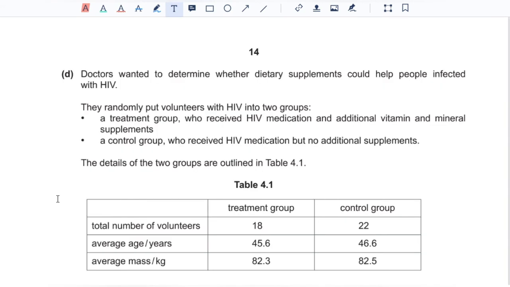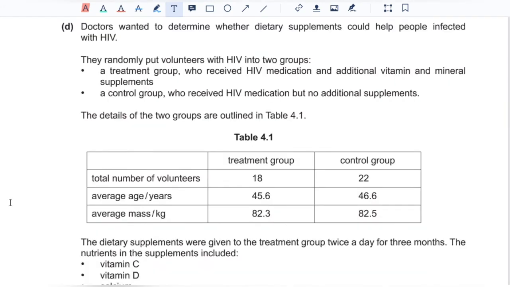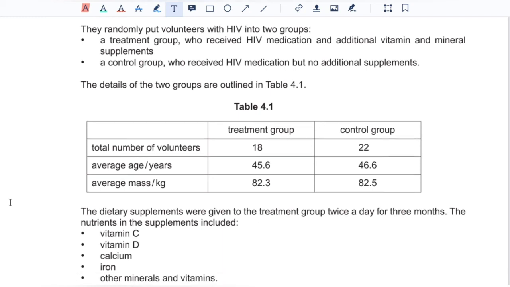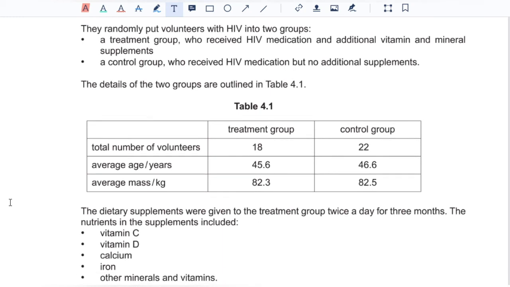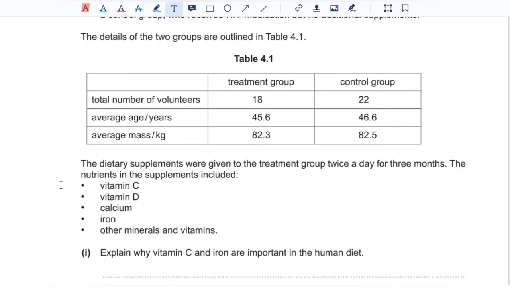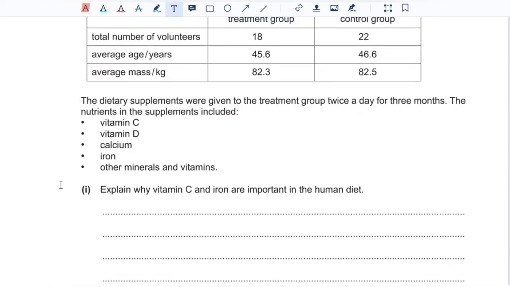The doctors wanted to determine whether dietary supplements could help people infected with HIV. They randomly put volunteers with HIV into two groups: a treatment group who received HIV medication as well as additional vitamin and mineral supplements, and the second control group who received HIV medication but no additional supplements. The details of the two groups are outlined in Table 4.1. The dietary supplements were given to the treatment group twice a day for 3 months. The nutrients in the supplements included vitamin C, vitamin D, calcium, iron, other minerals, and vitamins.